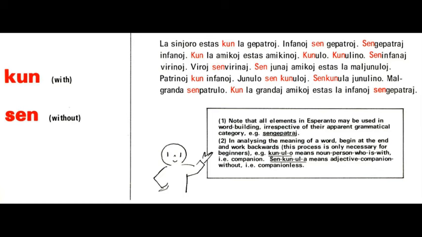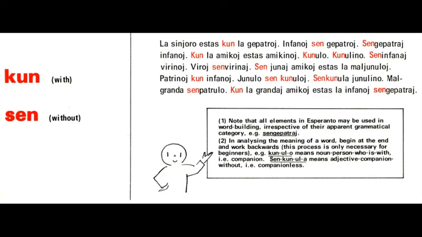Lastly, we deal with two useful little words, kun, meaning with, and sen, meaning without. You will discover that these can be used also, like roots, to form words. La signoro estas kun la gepatroj. The gentleman is with the parents. Infanoi sen gepatroj. Children without parents. Sen gepatraj infanoj. Parentless children. Kun la amikoj estas amikinoj. With the friends are girlfriends.